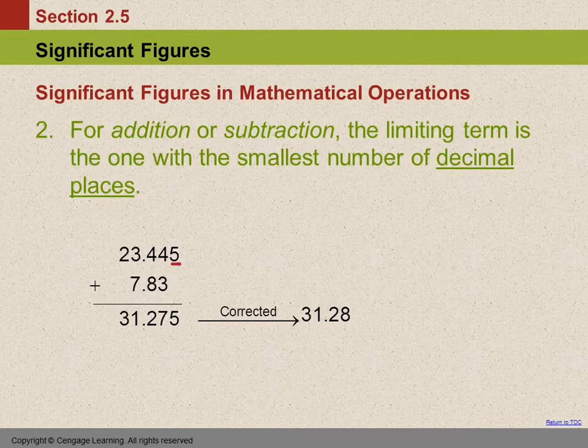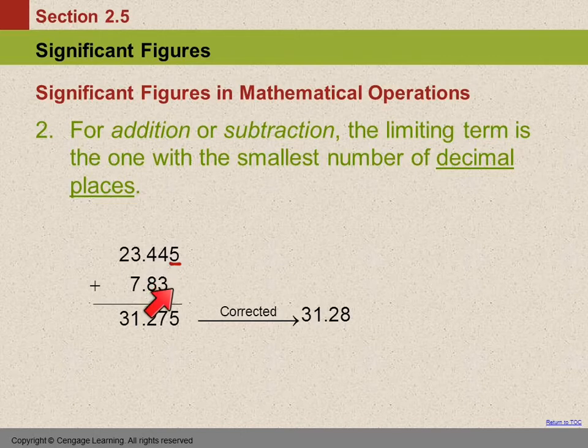The 5. It's always the last digit. In 7.83, which one's uncertain? The 3. Okay, so we add this on our calculator, we get 31.275. We write that down. But then let's look at this. Where did this 5 come from? It came from adding this 5 to nothing. Was there uncertainty in that 5? Yeah, that was an estimate.